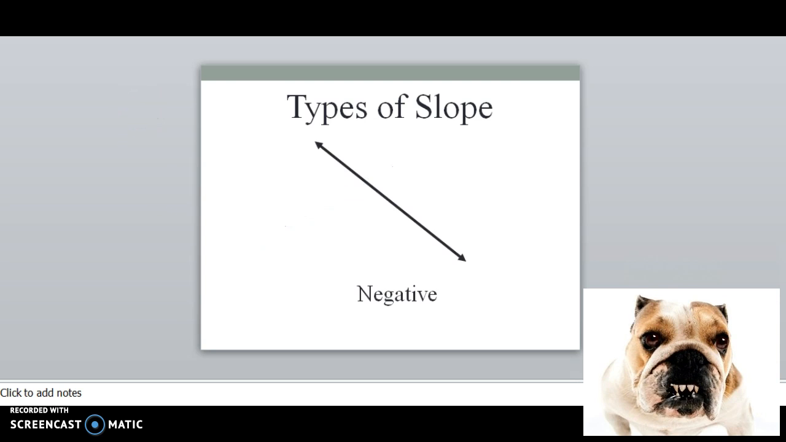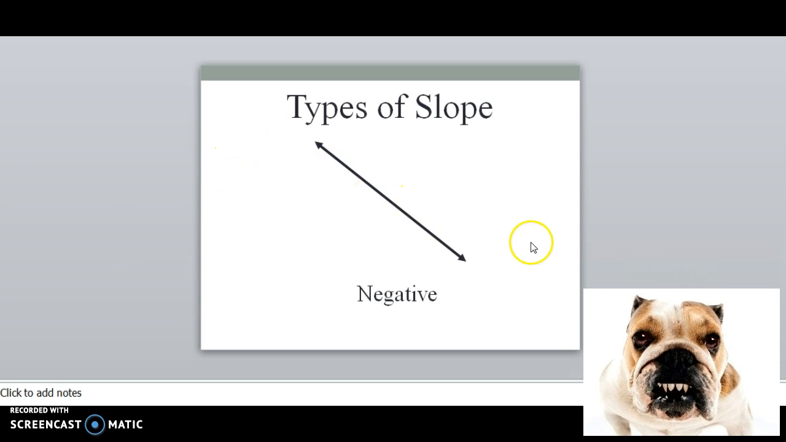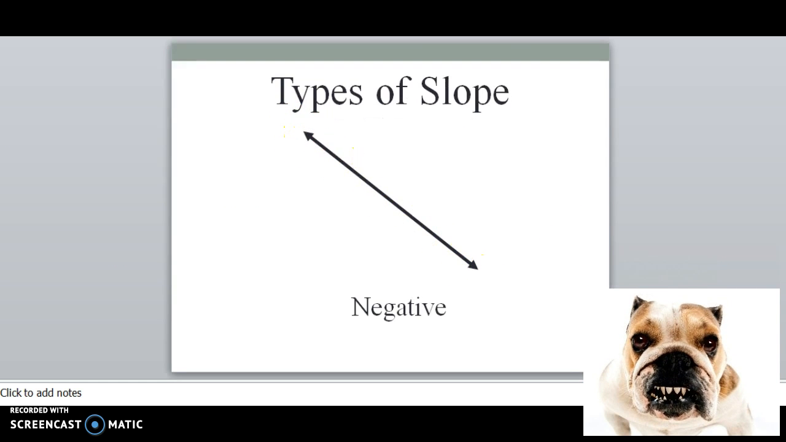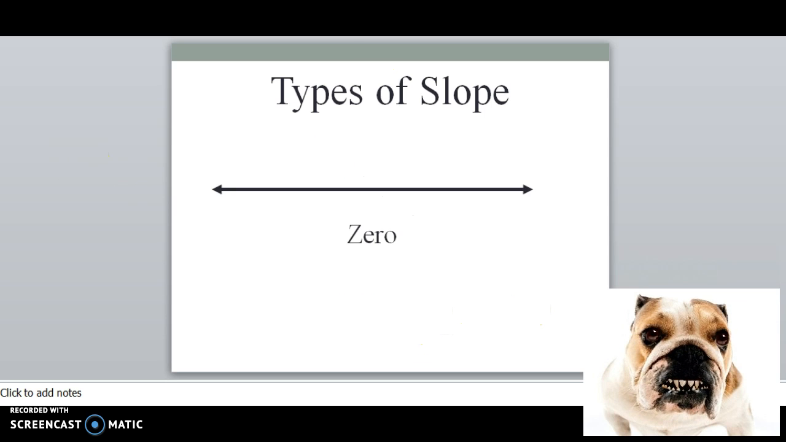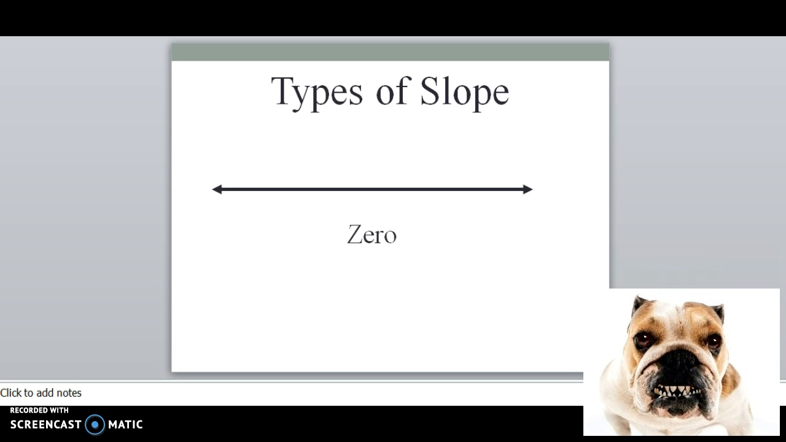On the contrary, if I look at this line here from left to right, you'll notice that the slope goes down. Therefore, that's what we call a negative slope. If you have a line that's horizontal, for example, your desk at home or your kitchen floor, that's what we call a zero slope. There's no steepness to it, therefore the slope is 0.